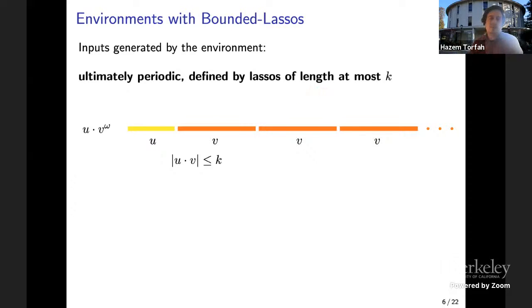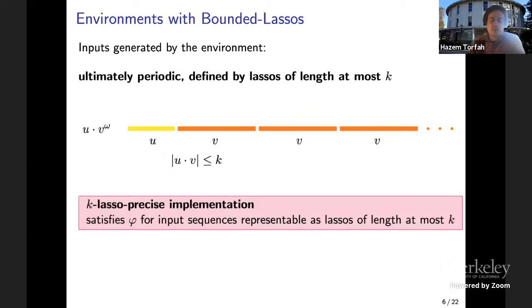So the bound is on the length of the representations of these ultimately periodic words, and we call these representations lassos. A lasso defines a pair of two input sequences: the stem u and then the period v. And then we say that a lasso is of size k if the total length of u concatenated with v is less than or equal to k. The input induced by this lasso is the one given by the ultimately periodic word u v^ω.